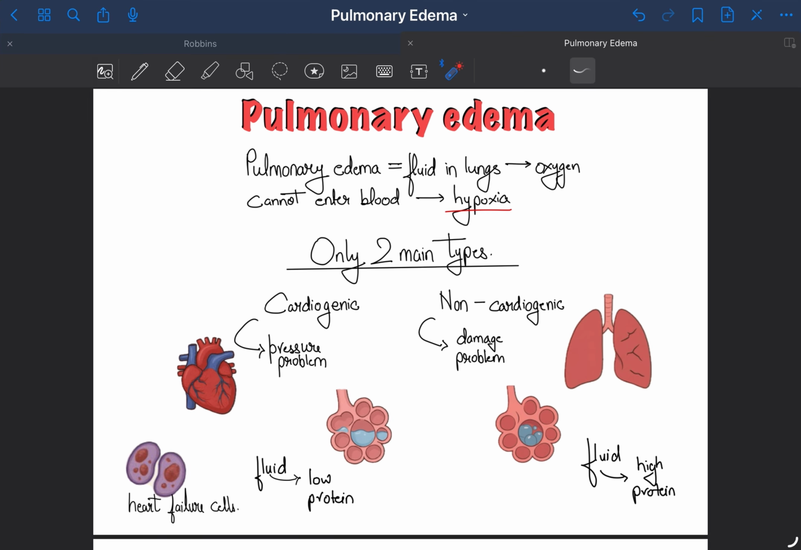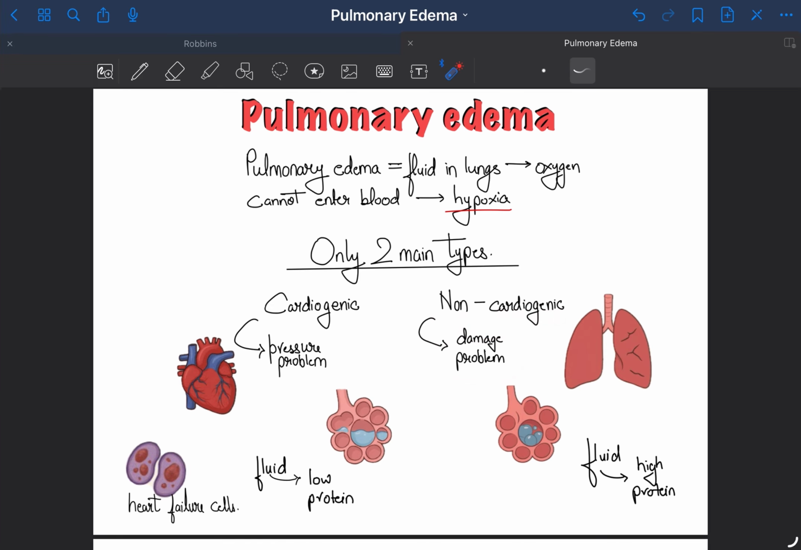There's oxygen that cannot enter the blood, which causes the condition hypoxia. Now, there are only two main types, cardiogenic and non-cardiogenic. Cardiogenic, as the name suggests, is related to the heart, whereas non-cardiogenic is not. Cardiogenic is a pressure problem, whereas non-cardiogenic is a damage problem.